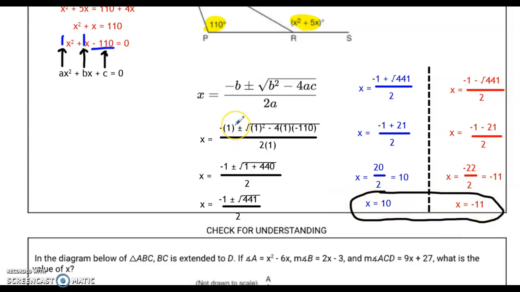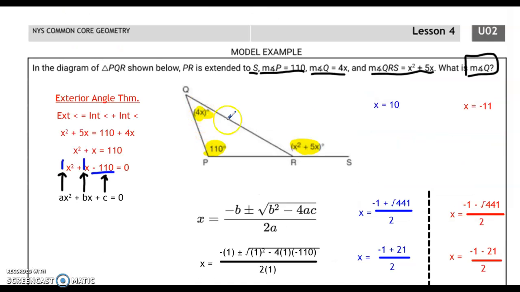Keep in mind, this is a geometric problem, a problem that deals with actual physical measurements. So one of these values is going to work, but one of these values is not. Let's take a look back at the diagram to see which one works and which one doesn't. Remember that what we're going to do is take this x value or this x value and substitute it into the expression, specifically into this expression for angle Q and this expression for angle QRS. What if we took this 10 and substituted into the 4x? Well, we'd get 40 degrees. What if we took the negative 11 and substituted in for x?